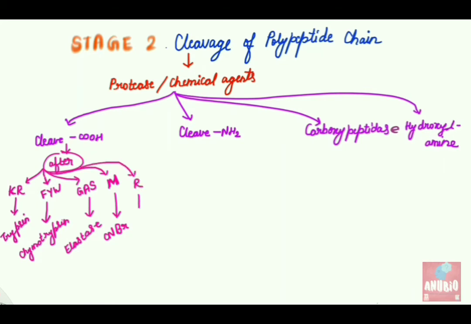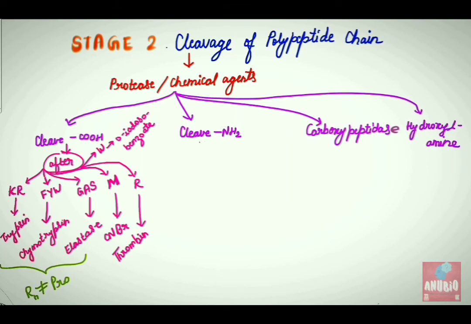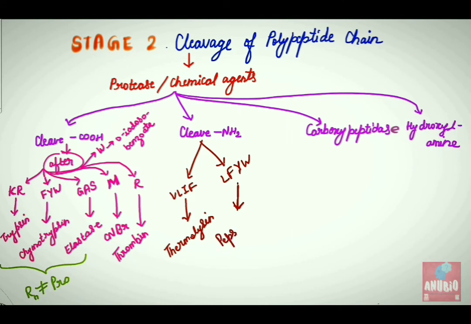Then there is arginine alone, by thrombin. Tryptophan is cleaved by o-iodosobenzoate. For trypsin, chymotrypsin, and elastase, there is one condition: there should not be a proline after these amino acids which they specifically cut. Moving on to cleavage at the amino side, which is done before valine, leucine, isoleucine, and phenylalanine by thermolysin, and before leucine, phenylalanine, tyrosine, and tryptophan by pepsin. There is also a condition for pepsin: proline should not be present before these amino acids that pepsin specifically cleaves.